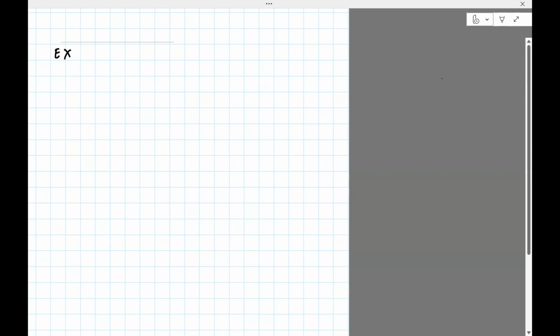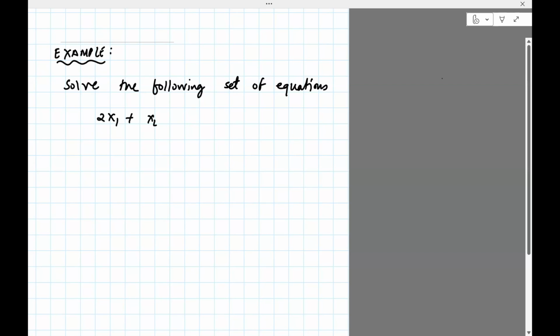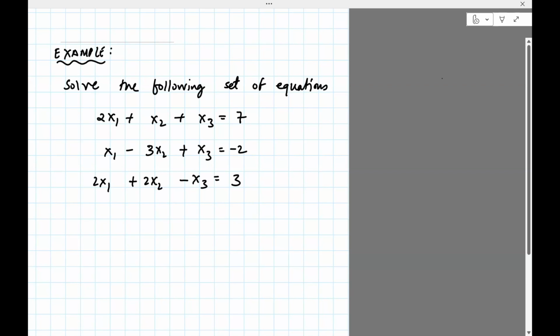So here is an example. Solve the following set of equations: 2x1 plus x2 plus x3 equals 7, x1 minus 3x2 plus x3 equals minus 2, and then 2x1 plus 2x2 minus x3 equals 3.